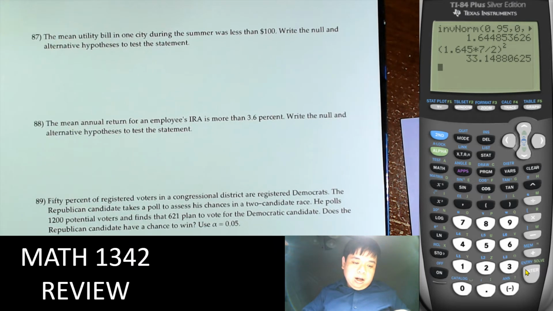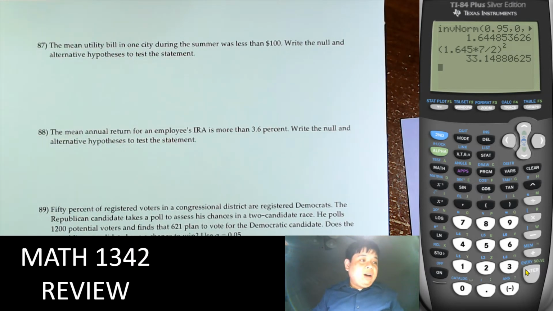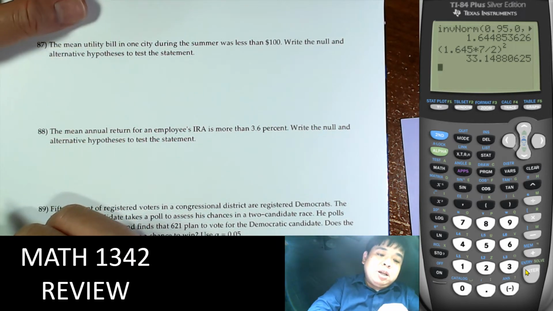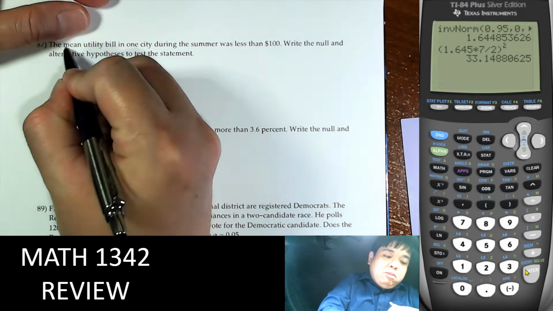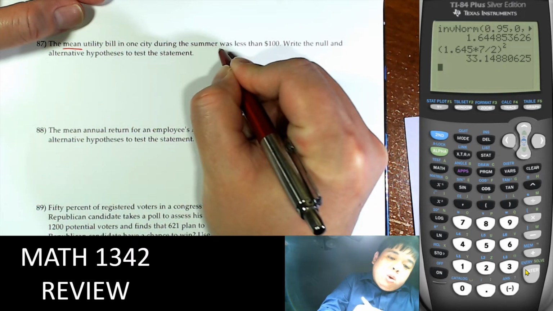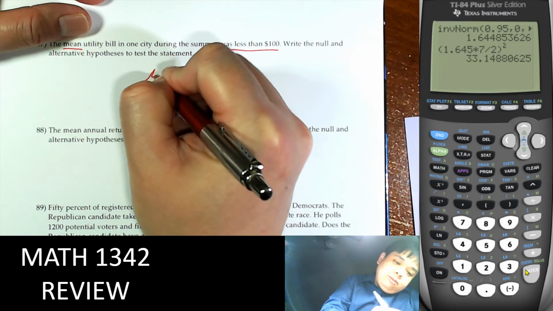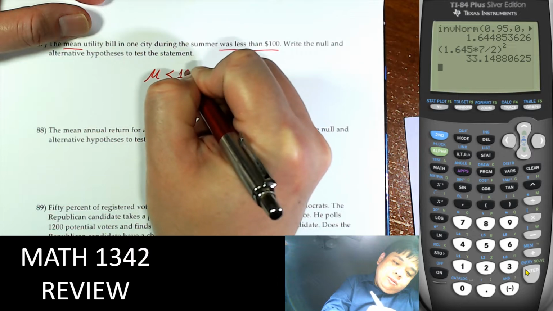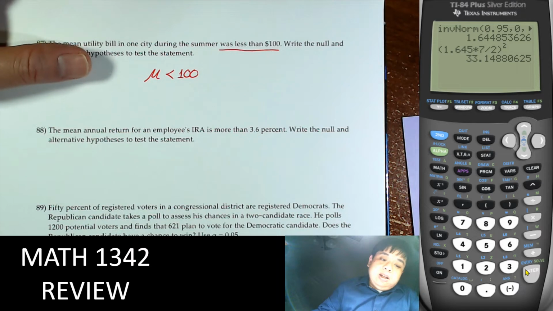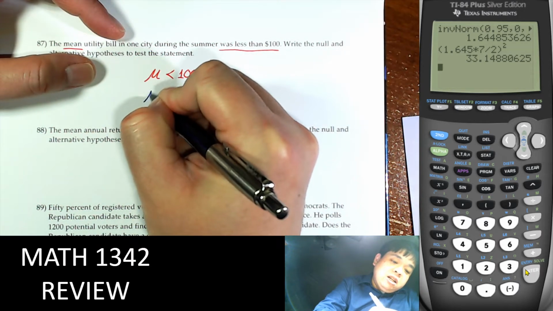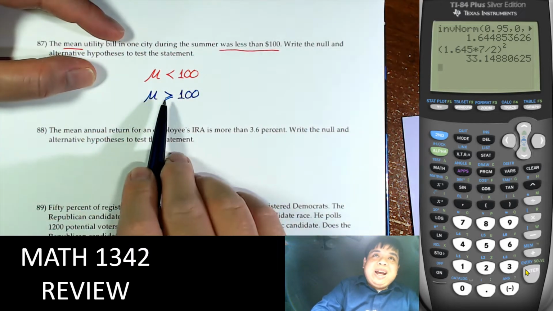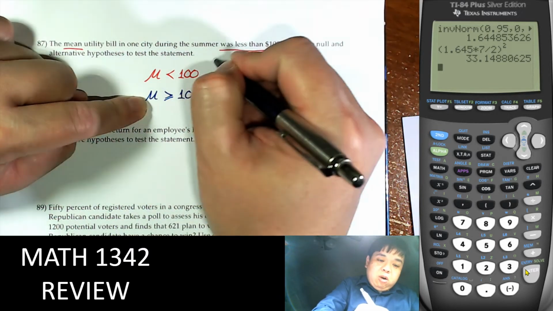The next two problems, we'll just write out the hypotheses for the problem, the null hypothesis and the alternative hypothesis. For the first one, we have to read the problem for sure. The mean was less than 100. So we just write it like that. And then we write the complement. The complement to this, if it's not less than, will be greater than or equal to. This one has the equal sign, so that will be the null hypothesis.